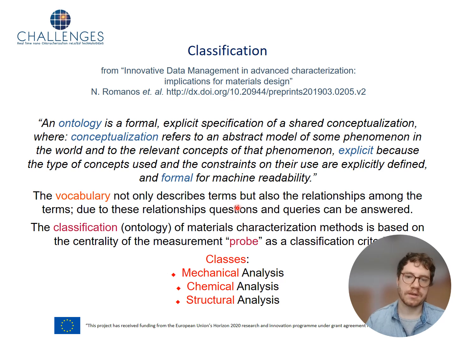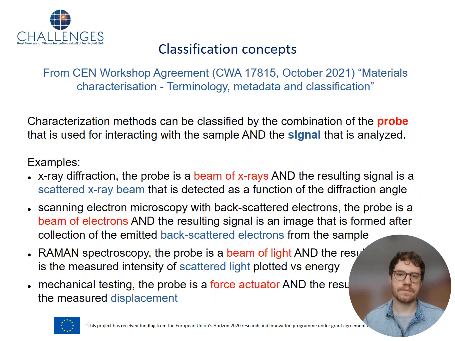For the classification in characterization, it was performed according to the measurement probe and the signal that is analyzed, as I will detail on the next slide. Some of the classes that emerge then are mechanical analysis, chemical and structural analysis. As I told you before, the classes for characterization are created according to the probe, so the material that is brought into the vicinity of the sample to analyze it, and the response of the sample, which is then measured in the signal by a detector. So this has been formalized in the CEN workshop agreement.